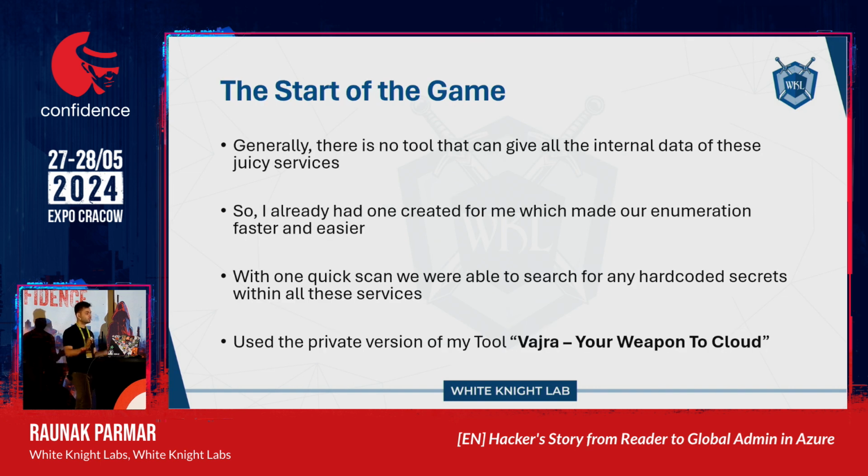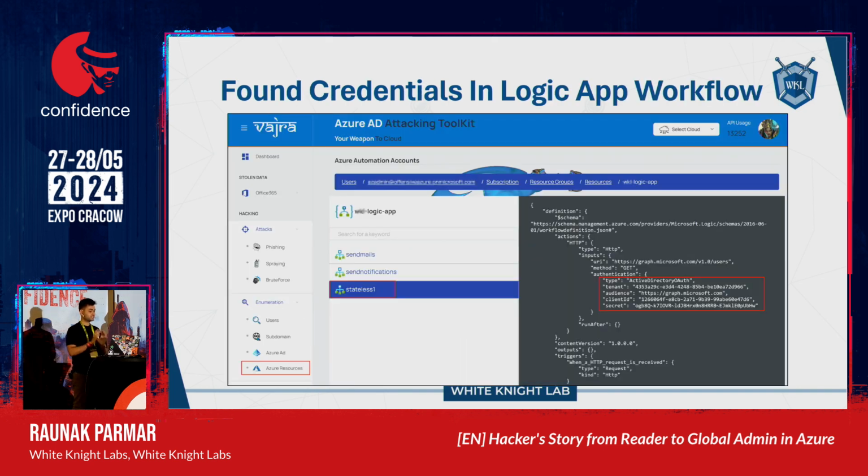Generally, there is no tool that performs a scan and gives you all the internal data of the services. But I had my own personal tool, of which I have made a private version. It allows me to perform a scan and take all the source code of all the function apps, logic apps, automation accounts, runbooks, and jobs. With thousands of pieces of code, I can quickly search a keyword and get that particular section. This is a screenshot of my tool, and this is just dummy code.